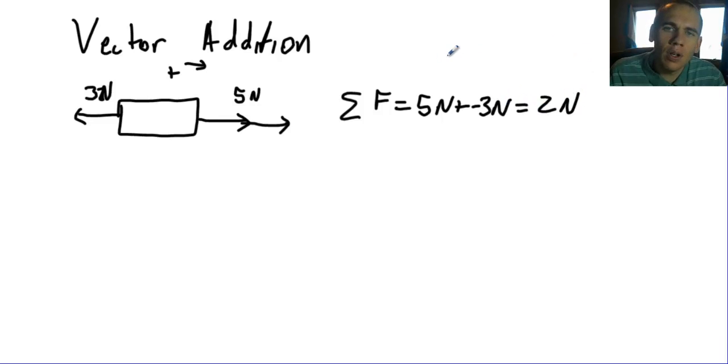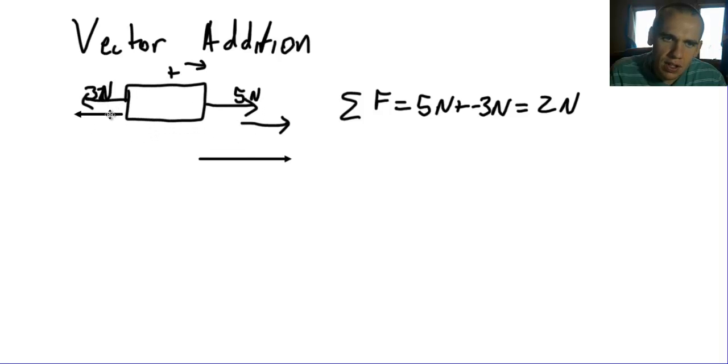Well, why does that work? That works because vectors don't care where they're at. So graphically, we started with this 5 Newton vector over here, and then we also had this 3 Newton vector over here. When we added them up, essentially what we did was we said, okay, here's my 5 Newton vector, and from that, I have this 3 Newton vector, and I'm going to put it right here so I can see what it does.